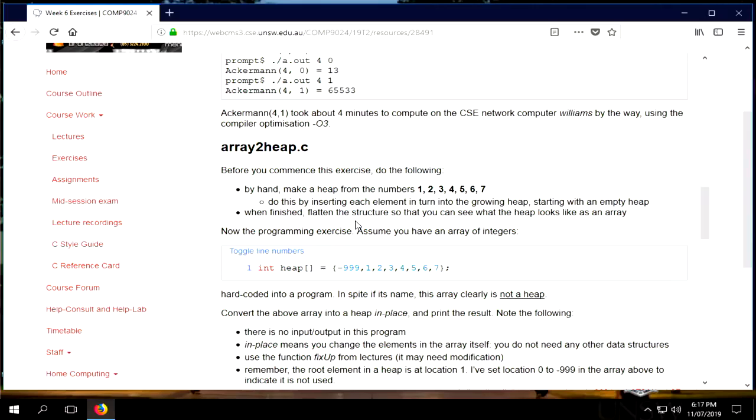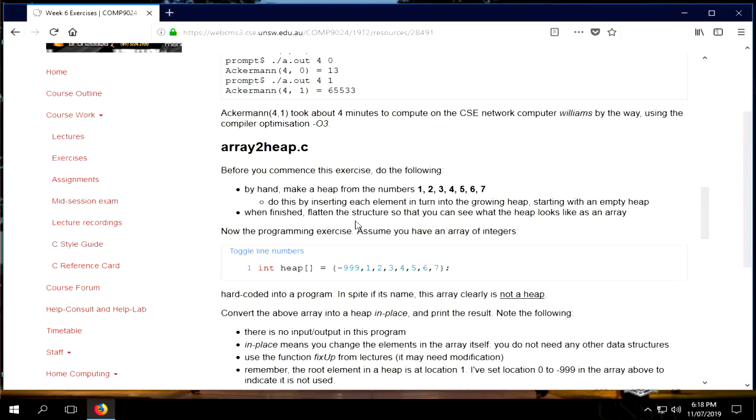That's wrong. I'm bigger than my parent. My parent is 3 divided by 2, which is 1. So my parent is too small. I've got to swap with my parent. Finished. That's my third number.